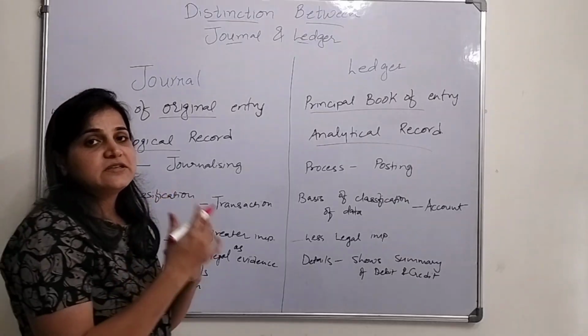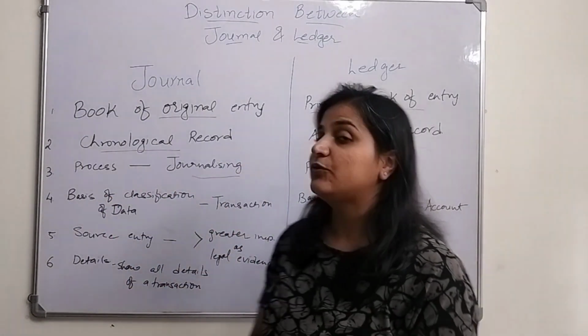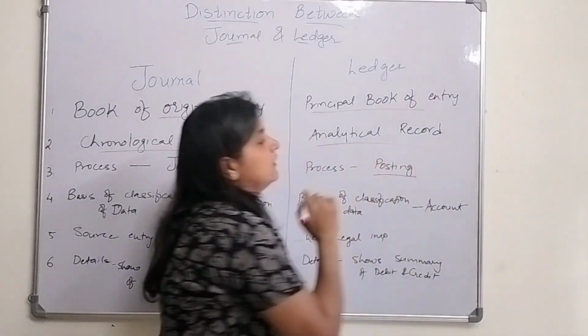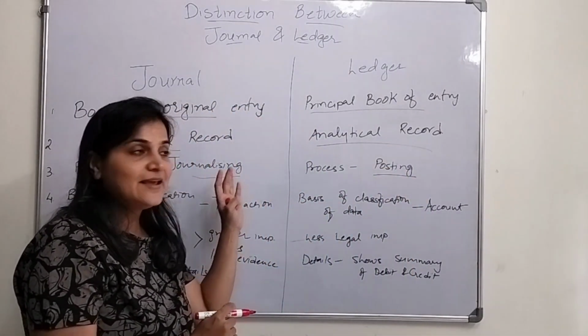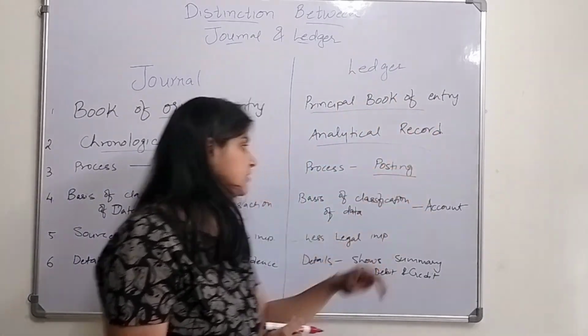The process of recording the entries in the journal is known as journalizing, whereas the process of recording the entries in the ledger is known as posting. So this is journalizing, wherein we post it in the ledger, so it is known as posting.